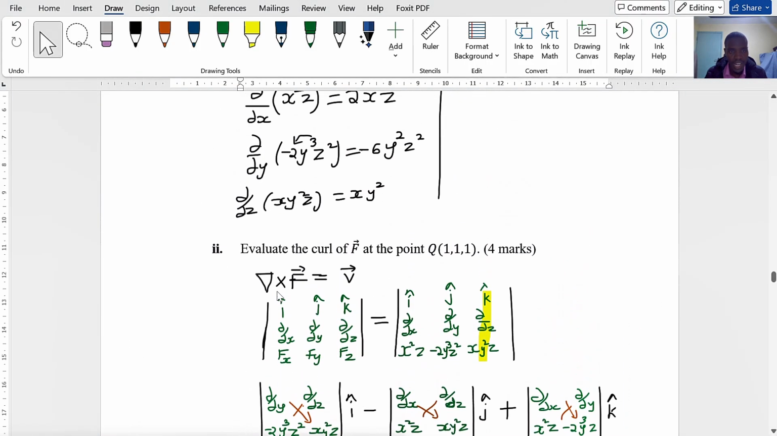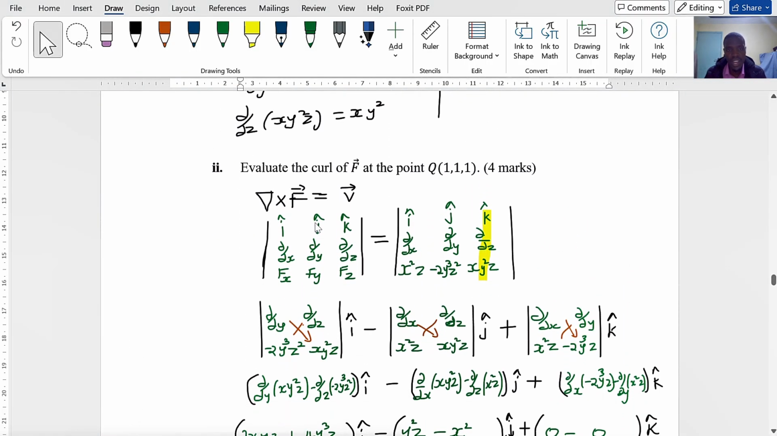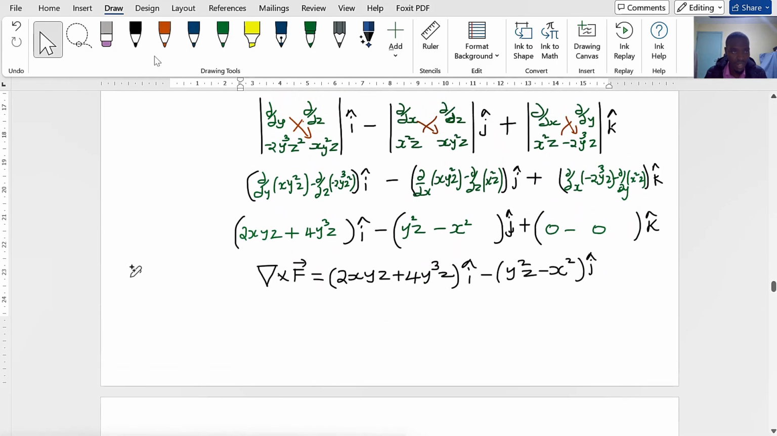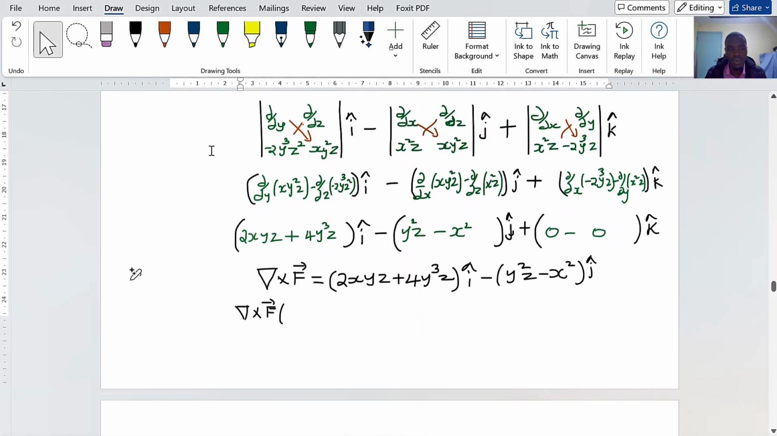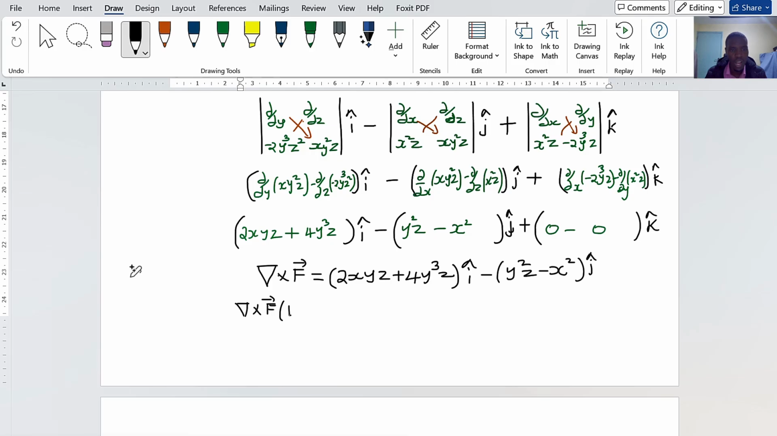Now, once we have our curl, we were told to evaluate the curl of f at a point. So we have our curl. Now we want to evaluate the curl of the vector field f, which should give us a vector. We evaluate it at a certain point, and the point is 1, 1, 1. Of course, you know what this means: x is equal to 1, y is equal to 1, z is equal to 1.